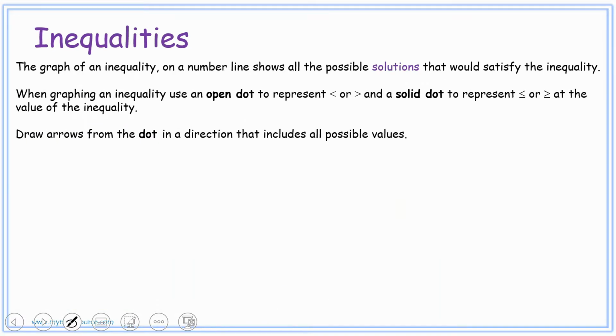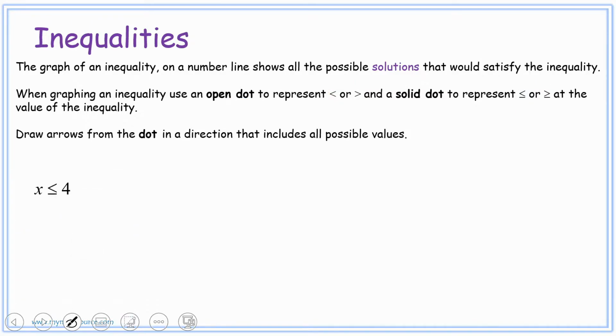All right, so the graph of an inequality on a number line shows all the possible solutions. Remember, solutions are the answer once you solve an equation. And so inequalities can have solutions as well. So when graphing an inequality, what we want to do is use an open dot to represent the greater than or less than, and a solid dot to represent the less than or equal to or greater than or equal to. So what we do after that is on a number line, we're going to draw an arrow from the dot into the direction that includes all our possible values.